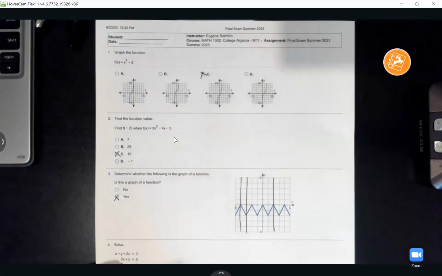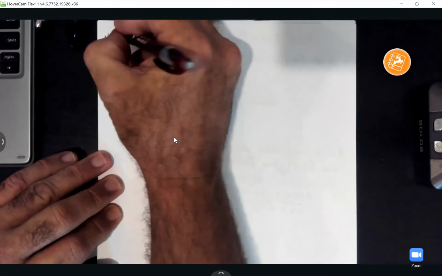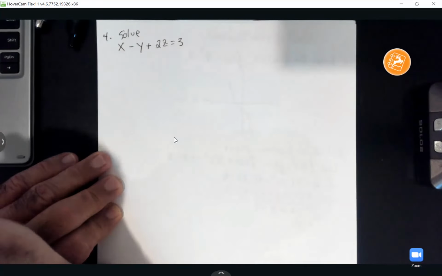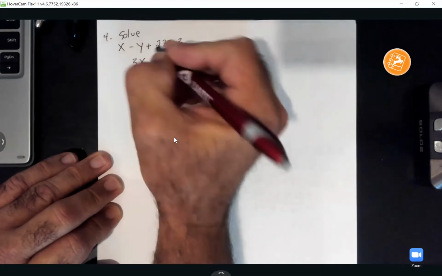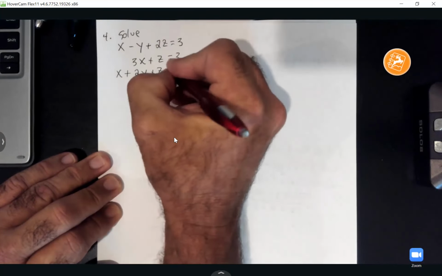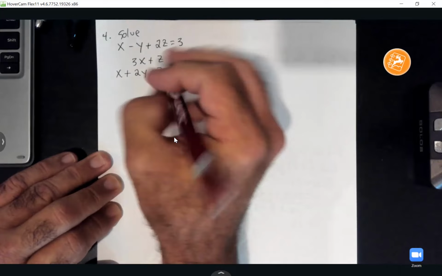All right, I'm going to turn my page. Number 4 is the bigger one. Number 4 says solve. I got an x minus y plus 2z equals 3. I got a 3x plus a z equals 3. And then I got an x plus 2y plus a z equals 9.